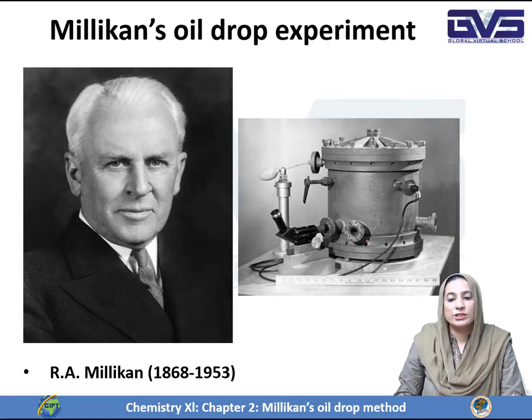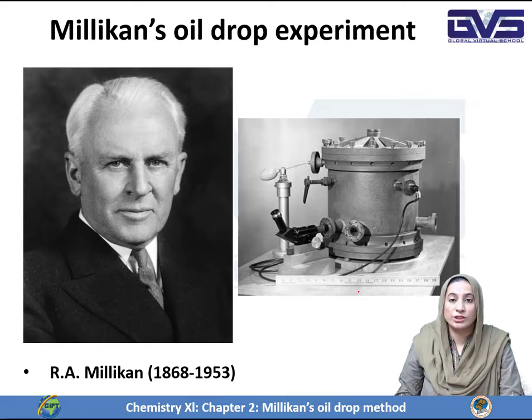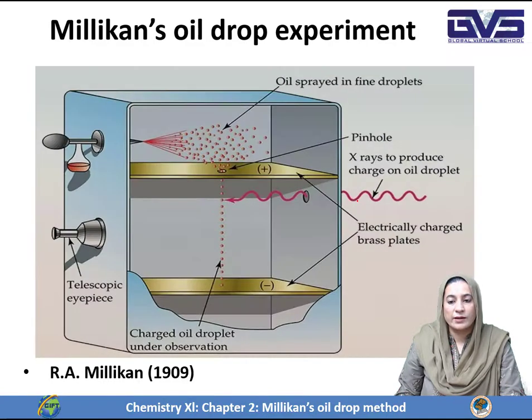Students, this is the original apparatus that was used by R.A. Millikan for the determination of electron charge, the amount of the charge on electron. This is basically a chamber. Inside, it is divided into two portions. The upper one has a plate called anode, the lower one has a plate that is called cathode, and an eyepiece to observe the movement of the droplets, an atomizer just to spray the oil inside as fine droplets, and an X-ray source.